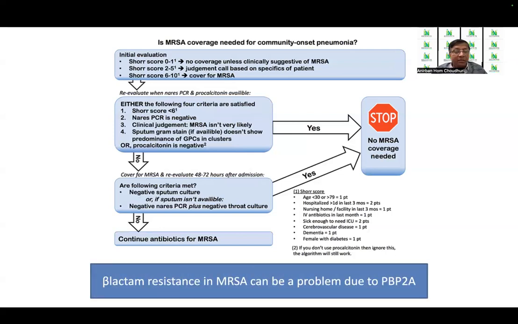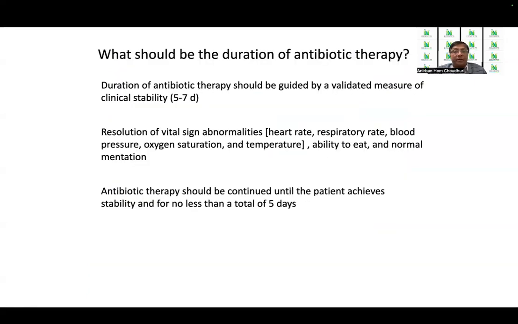So beta-lactam resistance in MRSA can be a problem due to penicillin binding protein 2A, and one needs to know the local flora and the local susceptibilities of the organisms to antibiotics before resorting to specific therapy.